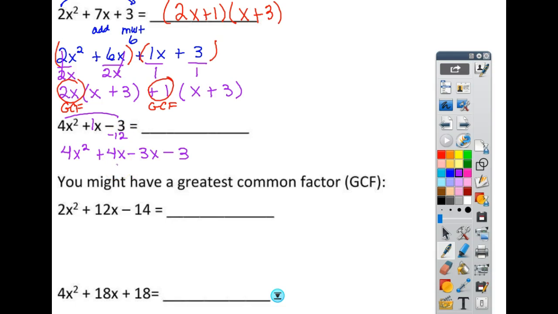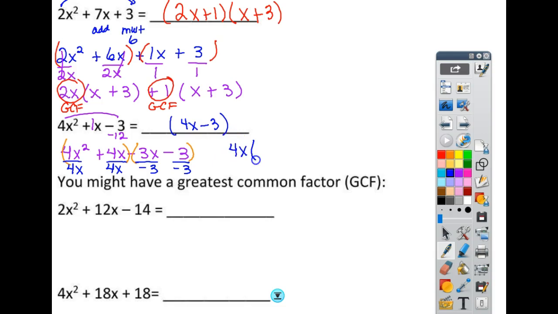Now it's time to group. We're going to group and group. What will 4x squared and 4x both divide by? A 4x. What will negative 3x and negative 3 both divide by? A negative 3. I don't know if y'all have noticed yet or not, but this 4x and this negative 3 are going to be one of your terms. You really only have to do one of them, but doing them both helps you check to make sure you get the same thing.